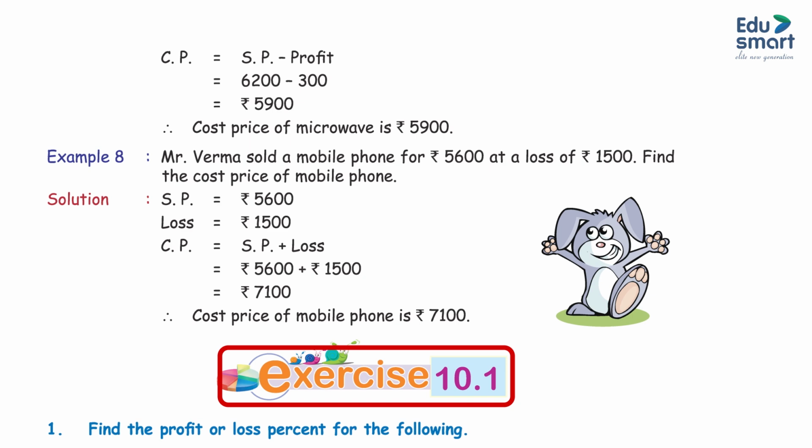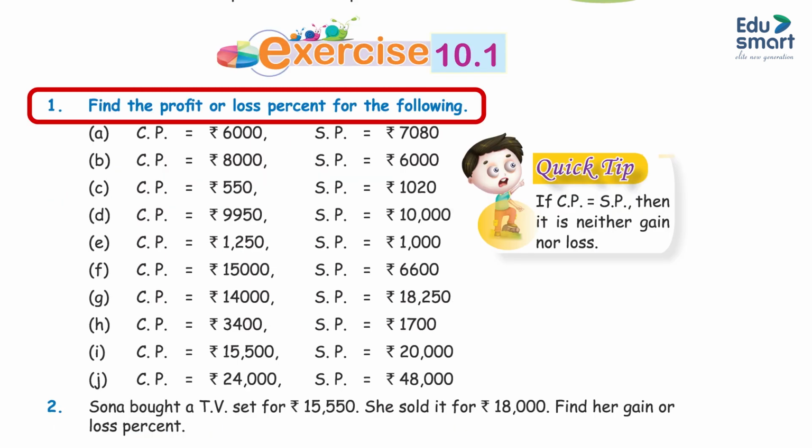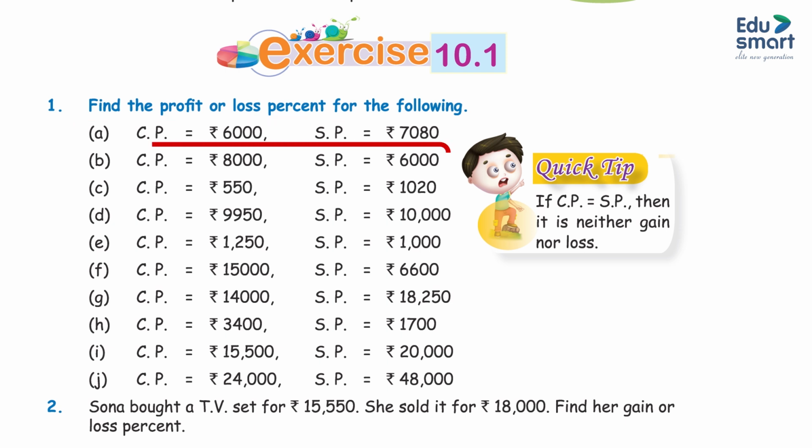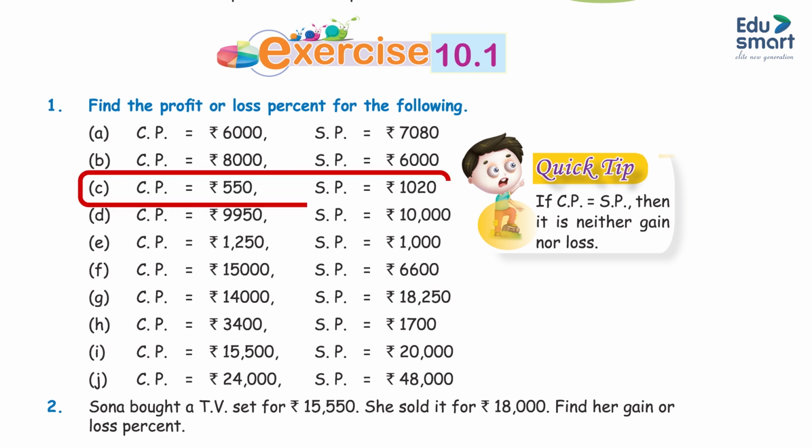Exercise 10.1. Question 1. Find the profit or loss percent for the following. A. CP rupees 6000, SP rupees 7080. Answer: 18% profit. B. CP equals rupees 8000, SP equals rupees 6000. Answer: 25% loss. C. CP equals rupees 550, SP equals rupees 1020.